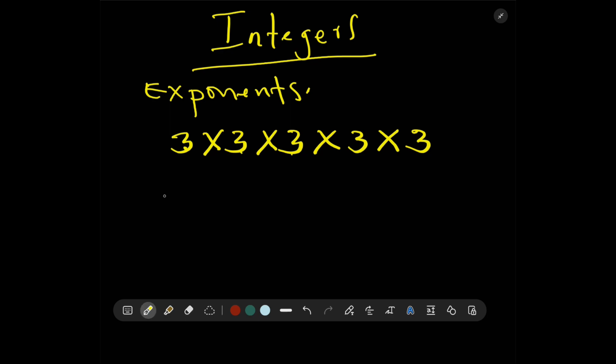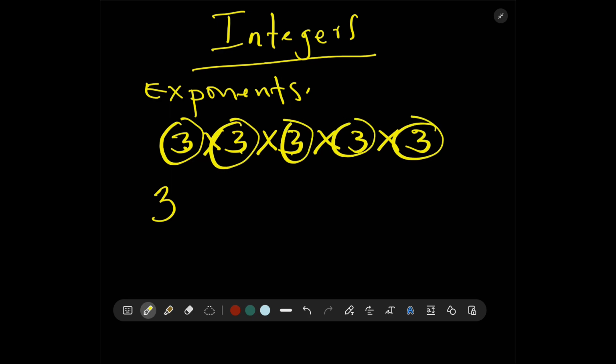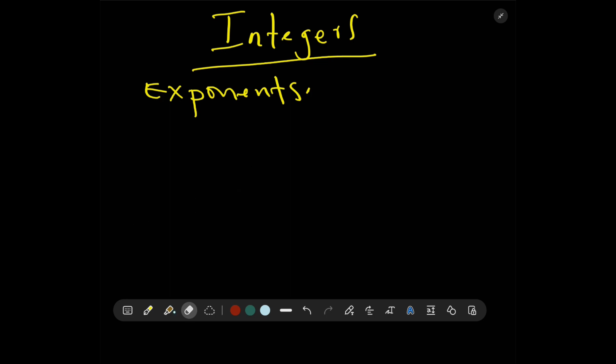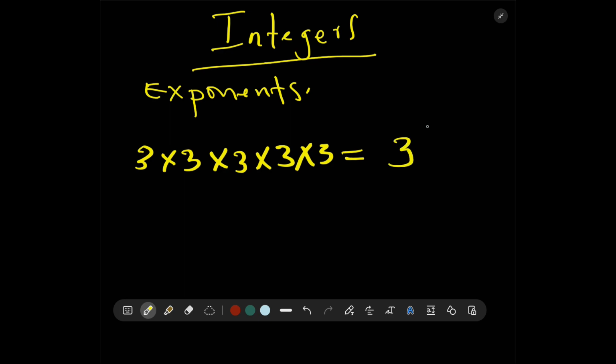is write 3, which is what I see here, and then count the number of 3s I have, which is 1, 2, 3, 4, 5. I'll put that number 5 at the top right here. So what I've done is written 3 times 3 times 3 times 3 times 3 in a form called the exponential notation. So that will be 3 to the 5.